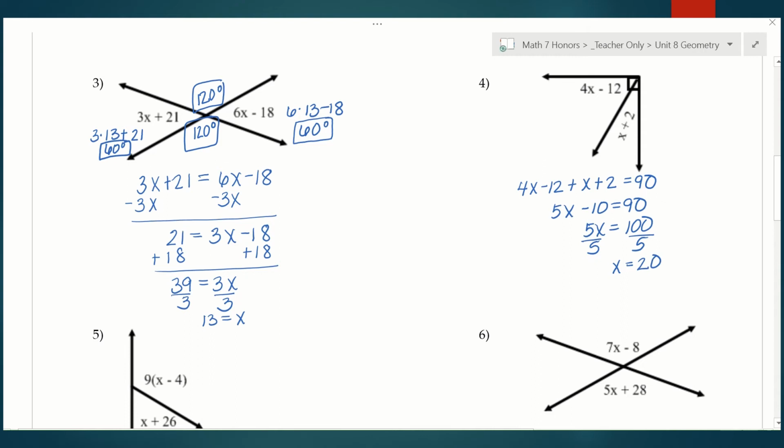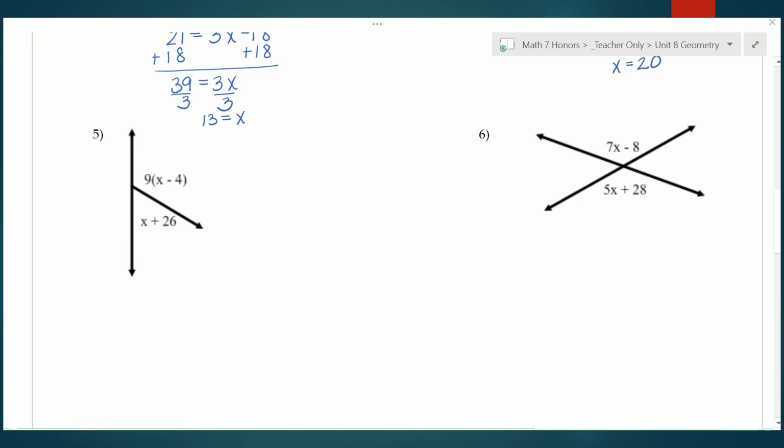So in this angle here, this is 20 plus 2, so that angle is 22 degrees. And this is 4 times 20 minus 12, so 80 minus 12 would give me 68. Quick check, 68 plus 22 does equal 90. So now I'm good.